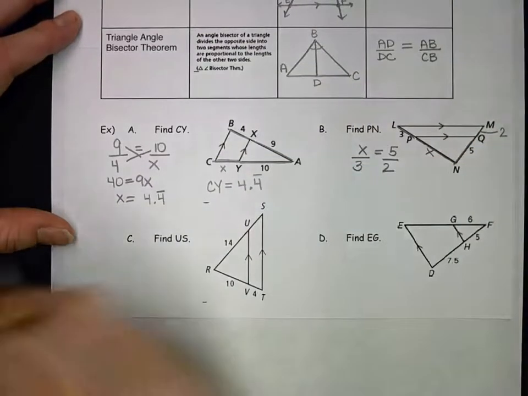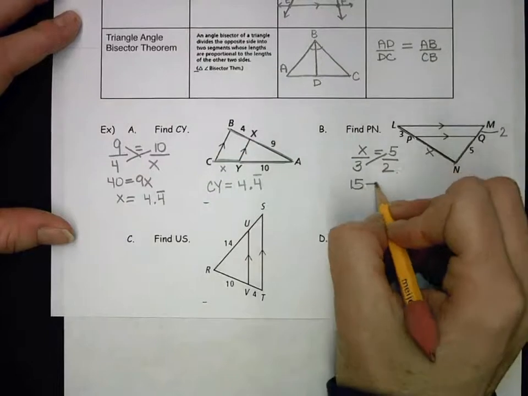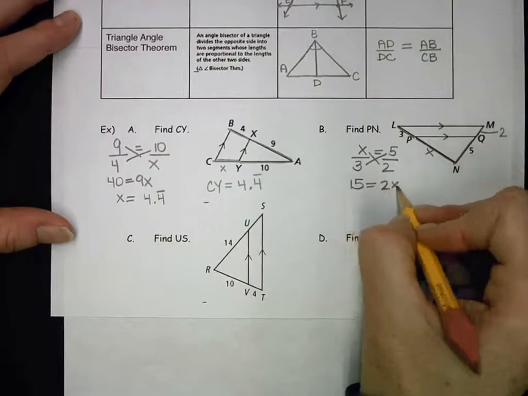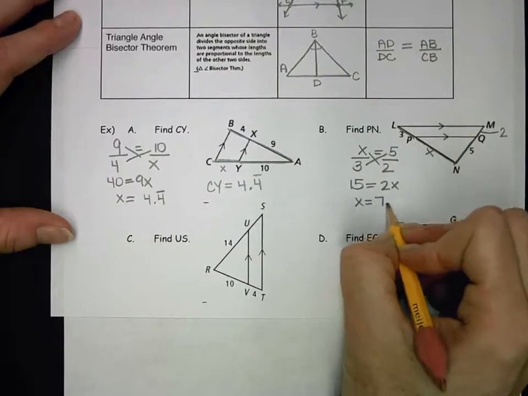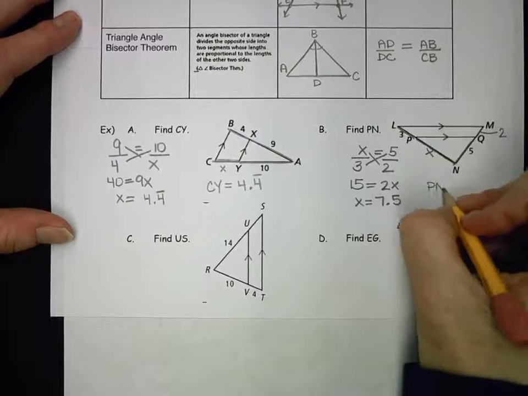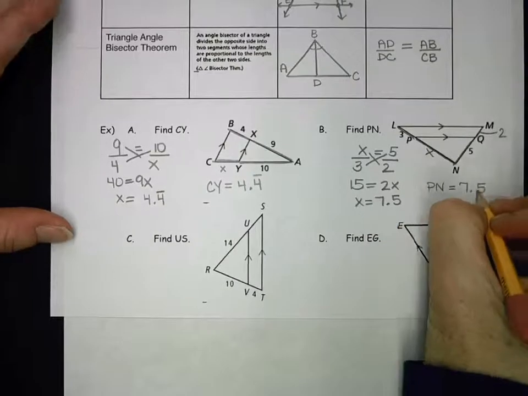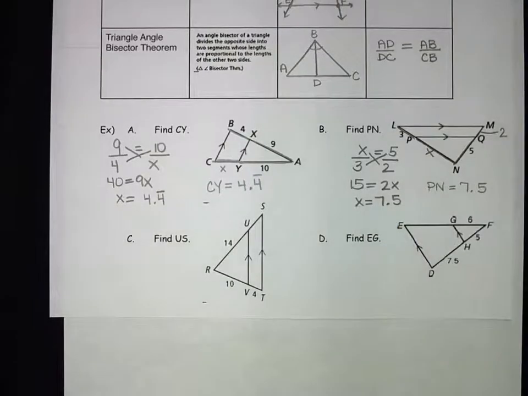Once we do this, we then cross multiply. 15 equals 2x. Divide by 2. X will be 7.5, which then means PN will also be 7.5.